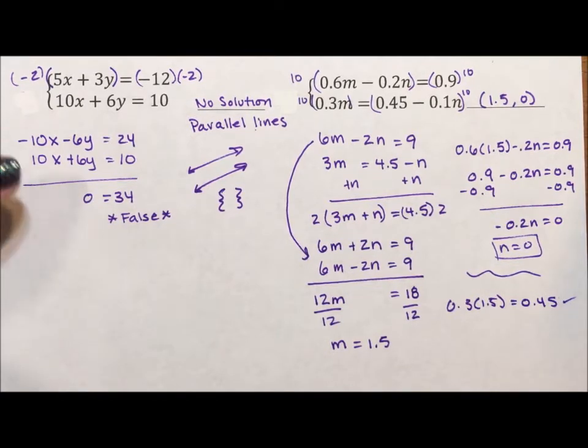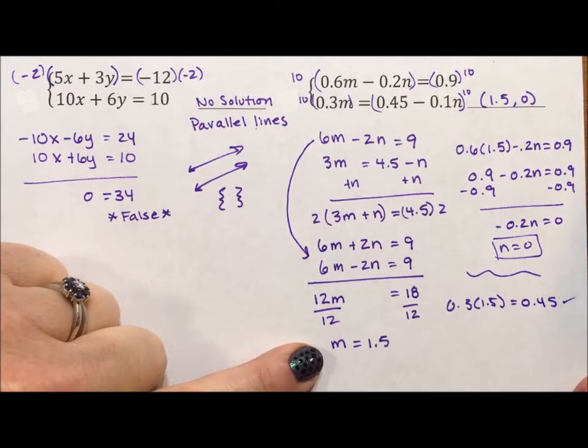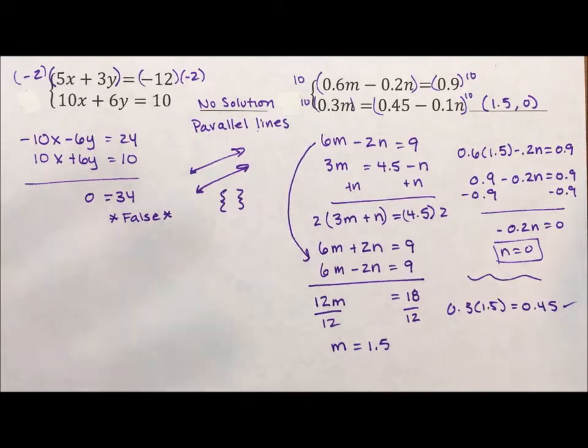You only get parallel if you lose your variables. We didn't lose our variables. We just have a 0.